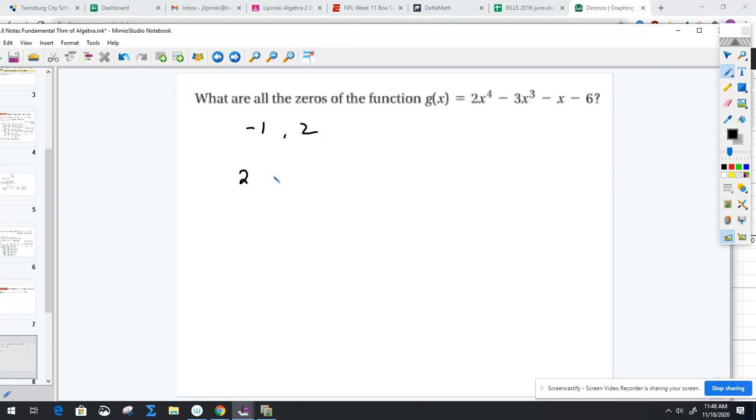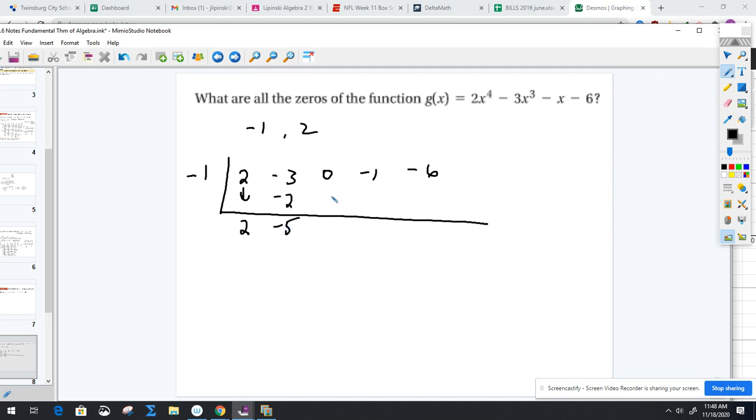So I've got 2, negative 3. Make sure every term is accounted for. Since it skips x squared, I have to put a 0. Negative 1, negative 6. Again, make sure you know where that 0 comes from. That's because there is no x squared term. So it doesn't matter which number I start with out here. I'm going to put the negative 1. And again, I got that negative 1 from Desmos. Okay. So again, I should get a remainder of 0 here. And I do. So bam, that helps me.